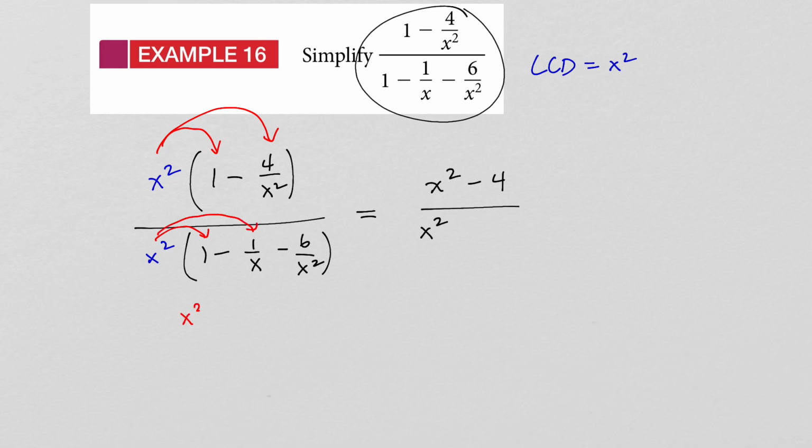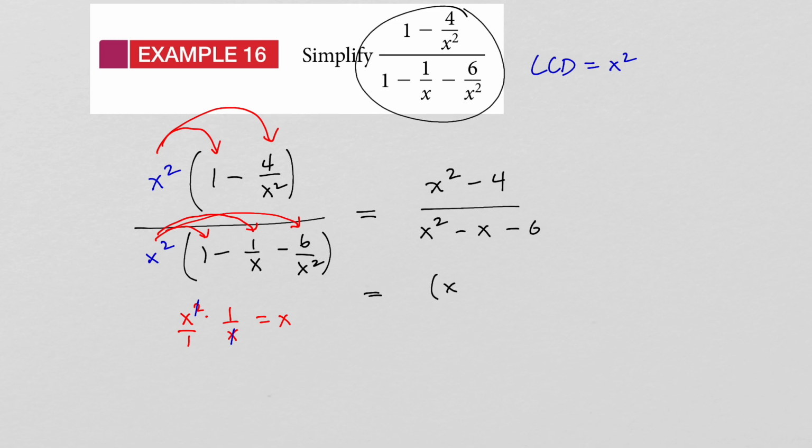Now let's think about that. x squared times 1 over x. This x is going to cancel one of those x's and just give us x. So that's going to be minus x. And then finally, minus 6, right? Because when we multiply here, the x squared cancels completely.